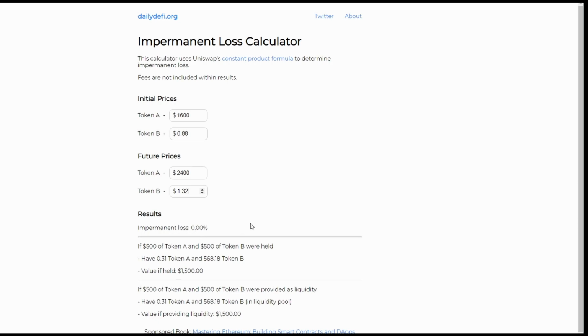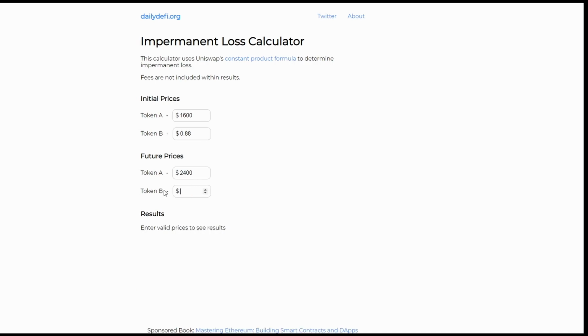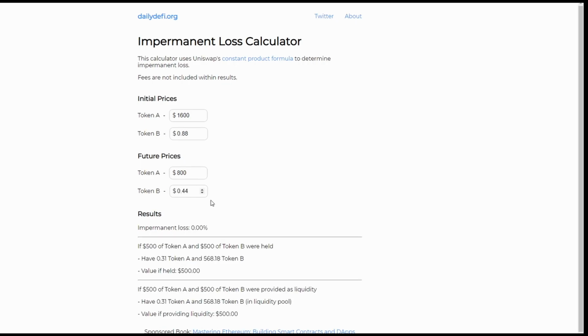We don't encounter any impermanent loss because the token appreciated in price at the same ratio. So what happens if we take the opposite, 50% down, often seen in bear markets? So I will erase these numbers and you can guess for yourself and pause the video. 1, 2, 3. It would be 800 on Ethereum and 44 cents on Matic. And you can see also no impermanent loss here.